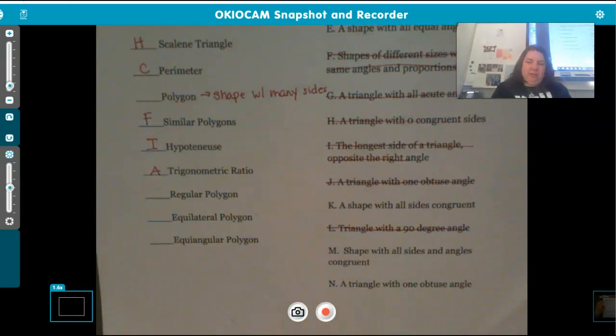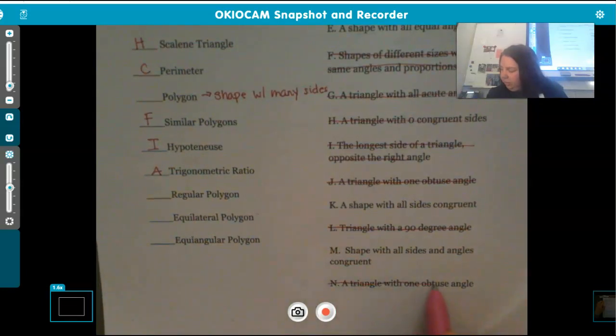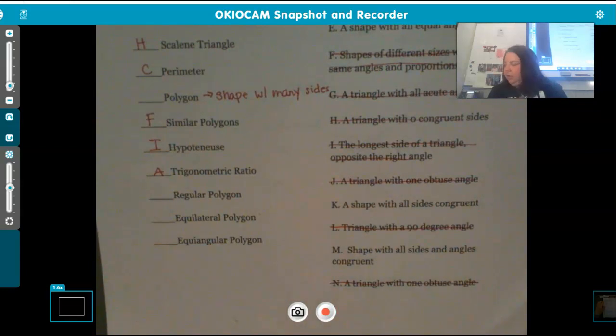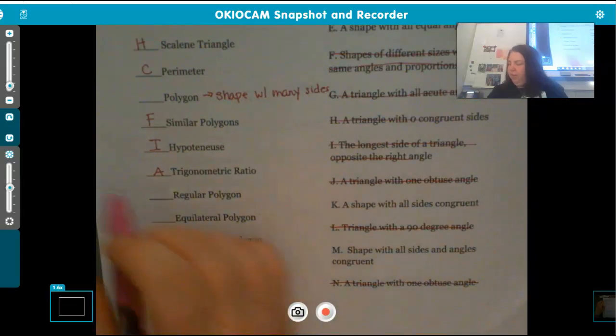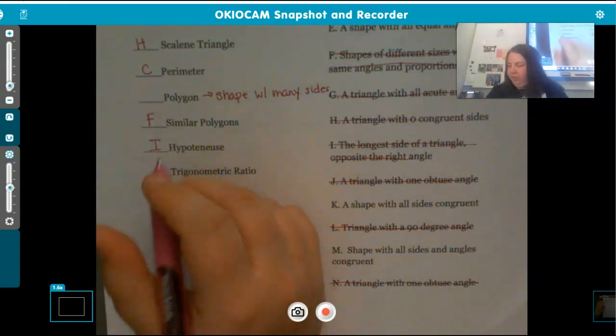Regular polygon. K. I mean, I said N. Oh, I see what happened. I put obtuse triangle on here twice and missed that one. So regular polygon is N. M, a shape with all sides and angles congruent.